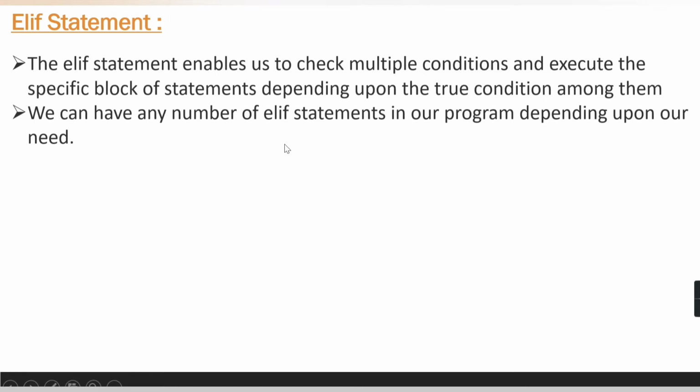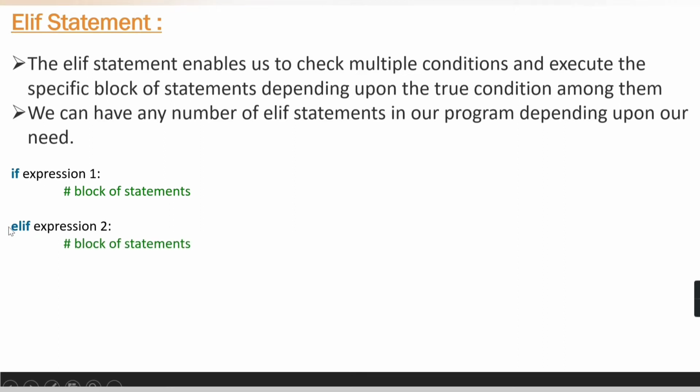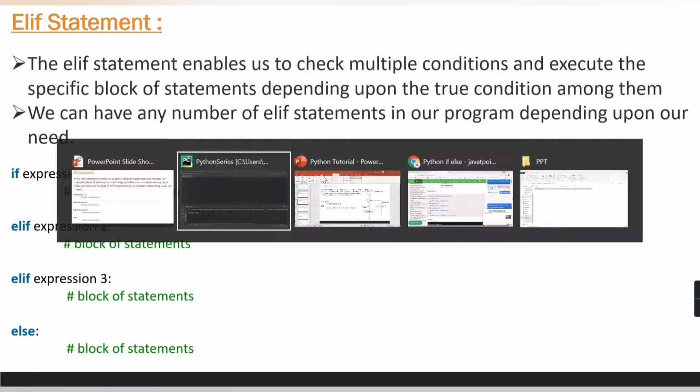So let's check the syntax of the elif statement. We have the if keyword, the condition for the if. After that we provide the block of statements for the if block. Then we have the elif keyword, the condition for elif, and then the block of statements. We can have multiple elif blocks. Similarly, elif, then the block of statements, and in the last we have the else keyword. If all the conditions are false, then the statements of else will be executed. So let's check in code how we can make use of these elif statements.